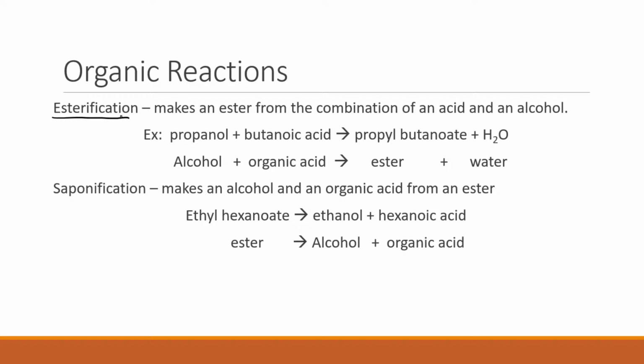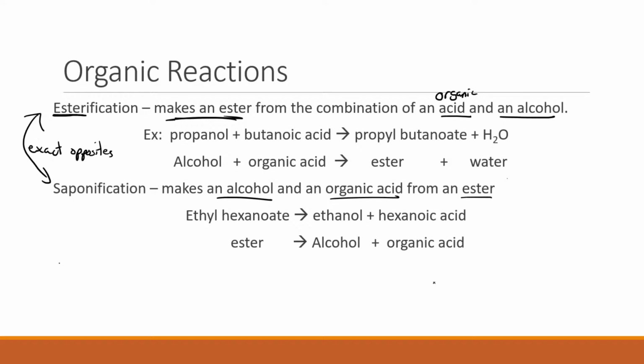Esterification makes an ester. It's got the name right there in it. It's the idea of making an ester from an organic acid and an alcohol. And the reason it's paired with saponification is that these two are exact opposites. Esterification makes an ester from an organic acid and an alcohol. Saponification makes an alcohol and an organic acid from an ester.